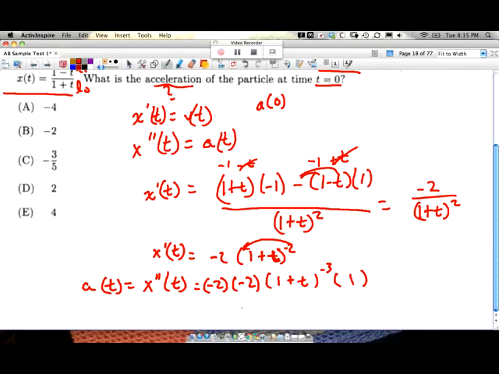Alright, now I could, at this point, go ahead and simplify and then plug in 0. But why wait? Why not just plug in 0 now? Because let's see what I would get. This is 4 times 1 plus 0, which is really 1 to the negative 3 power, times 1. Well, 1 plus 0 is 1, and 1 to any power is 1, times 1 is 1, times 4 is 4. The answer is E. Super easy. Next.